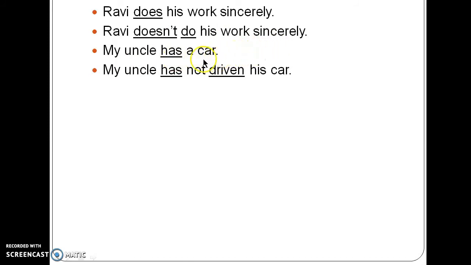In the next example, my uncle has a car. Here the verb is has and it shows the possession, the belongingness. So it has a main role to play. Without has, the sentence doesn't have any meaning.